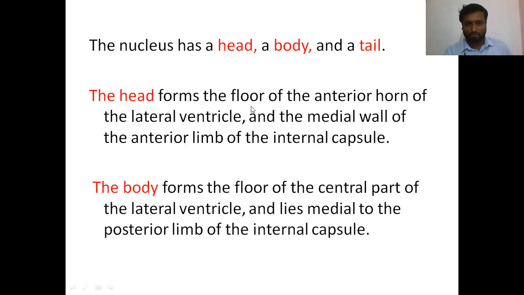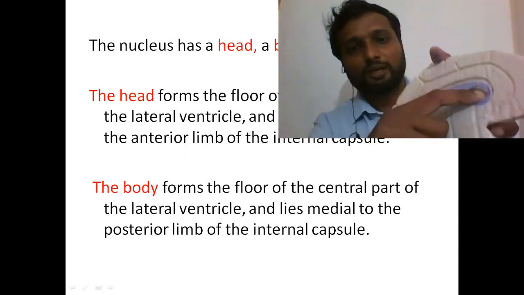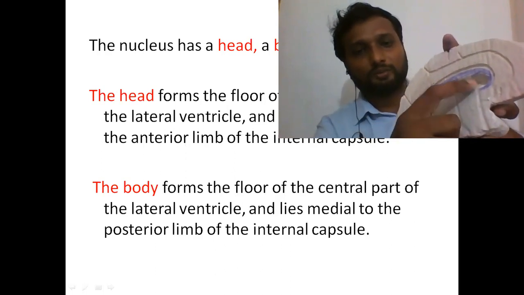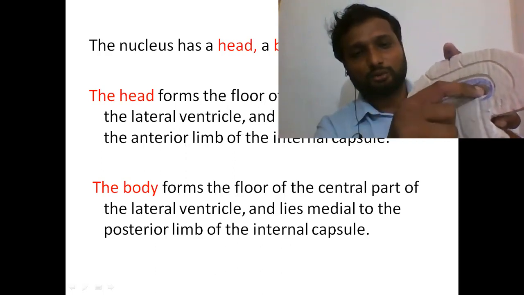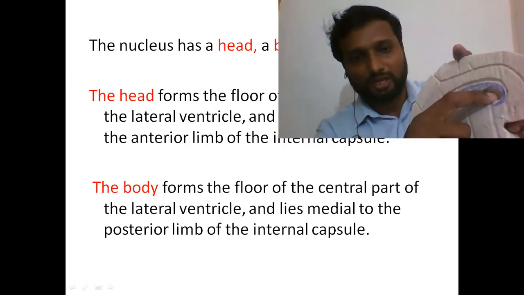So the head forms the floor of the anterior horn of the lateral ventricle, meaning the head lies below the anterior horn of the lateral ventricle. Where will it be? We will see the model again. See, this is the anterior horn. So here, just lateral to this rostrum, almost in this area, there comes the head.